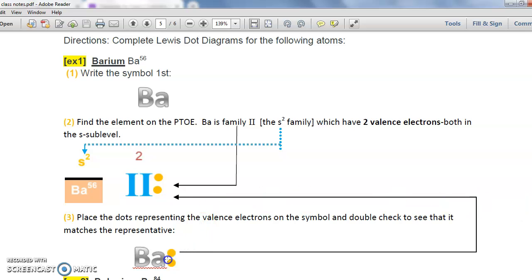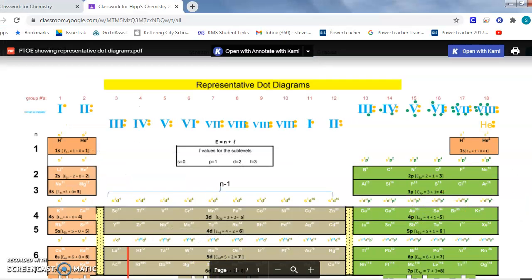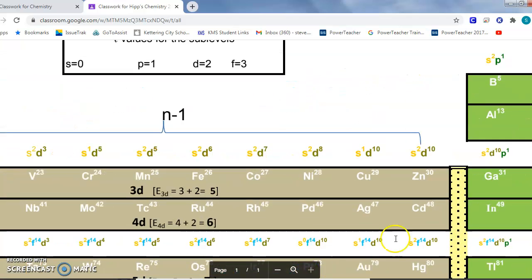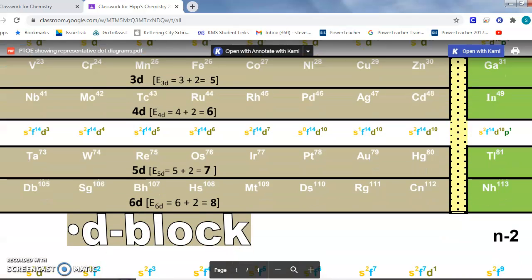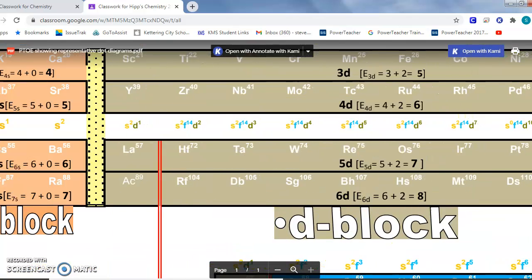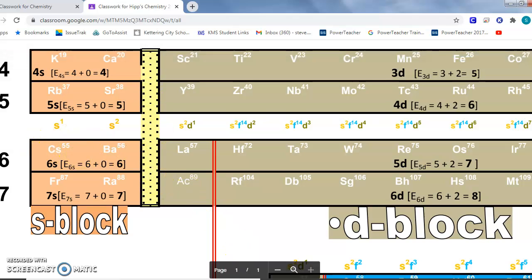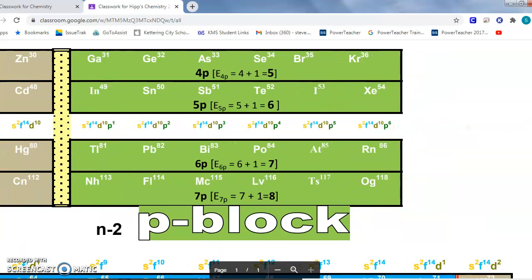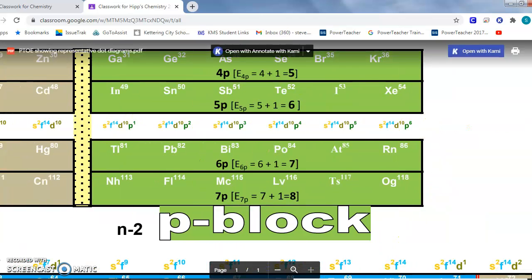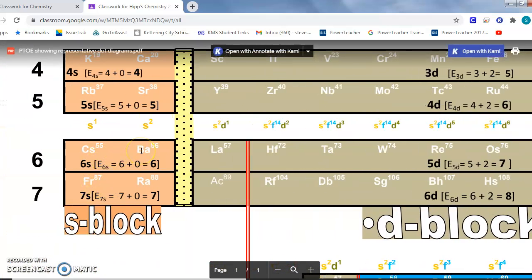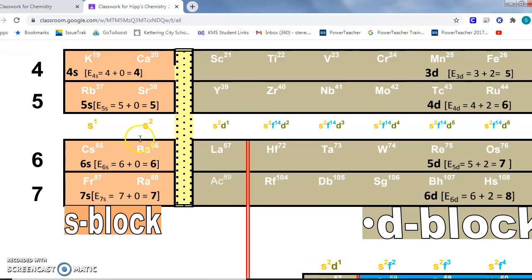What would the noble gas notation for barium be, by the way? Well, here's barium, number 56. It's in the 6s. We go to the row above barium, and we would find xenon 54 at the other end. So you do xenon 54, and then you would put 6s2. You'd be done. But the dot diagram for barium is even faster.